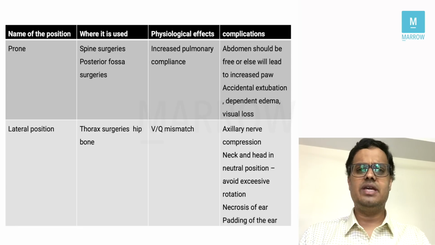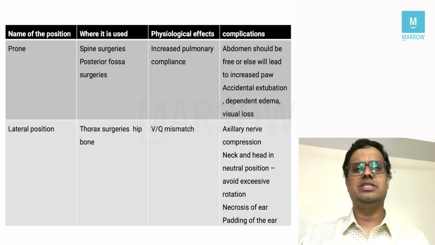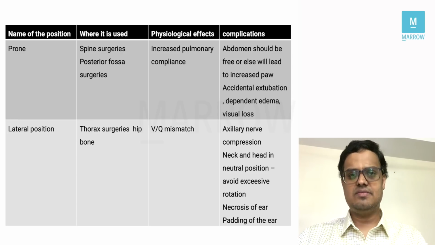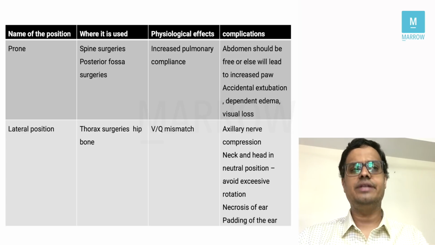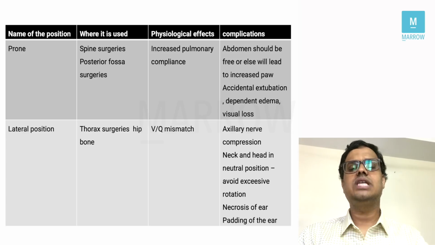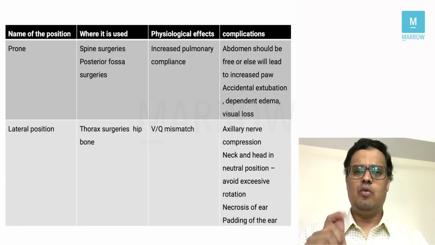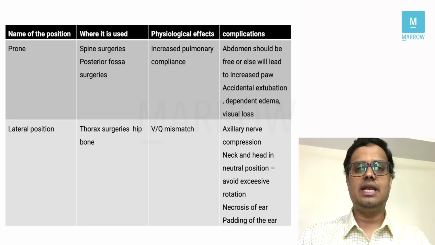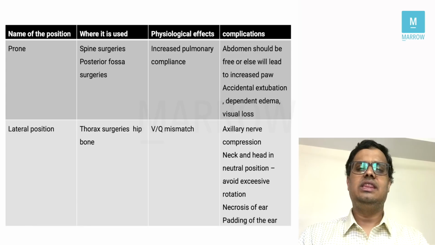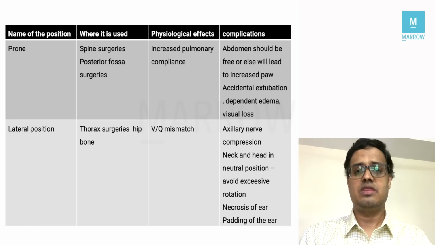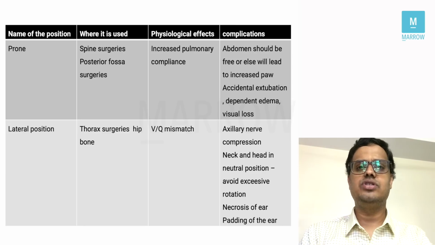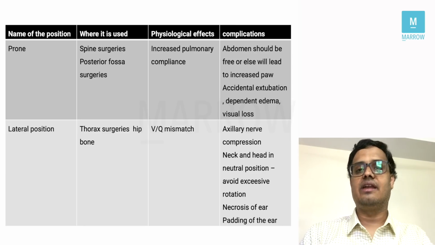There is a slight modification of the lateral position, that is the kidney position, which we also use for kidney surgeries. Most of the time for pyelolithotomies and all these, we use a left lateral position, right? So what is the physiological effect of the lateral position? A very important MCQ here: in the lateral position there will be a profound, the maximal amount of VQ mismatch, that is ventilation perfusion mismatch, in this lateral position.